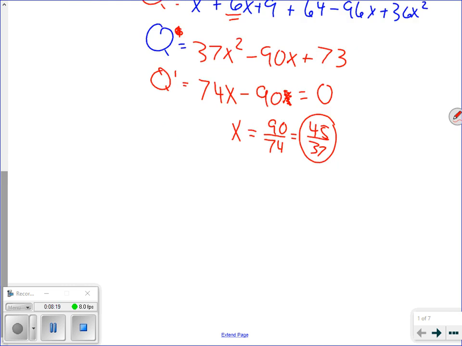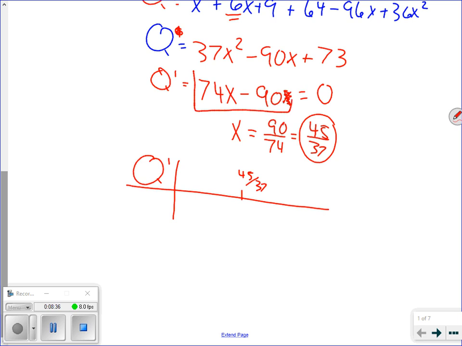So let's just test to make sure. We'll say Q prime, and we're going to test 45 over 37. There are no closed brackets here, so we don't have to test any endpoints. If I plug points back into the derivative, anything less than 45 over 37, say like 1, ends up being negative. Anything greater than this makes it positive. So this is indeed a relative min, because the derivative equals 0 and it goes from negative to positive. And because that's the only minimum, that is my absolute minimum. Yay! Okay. So we got the x value.